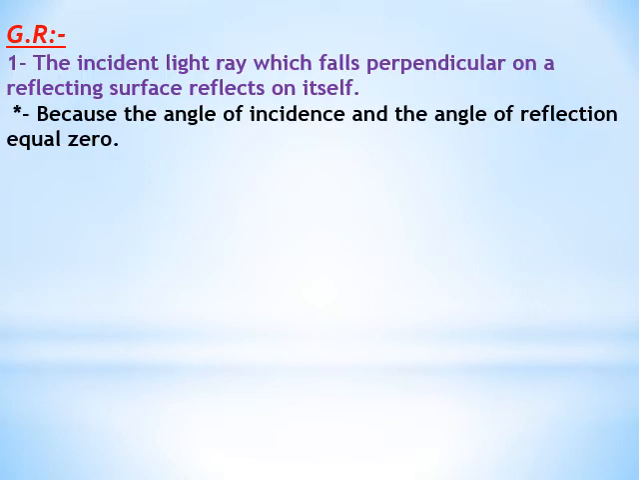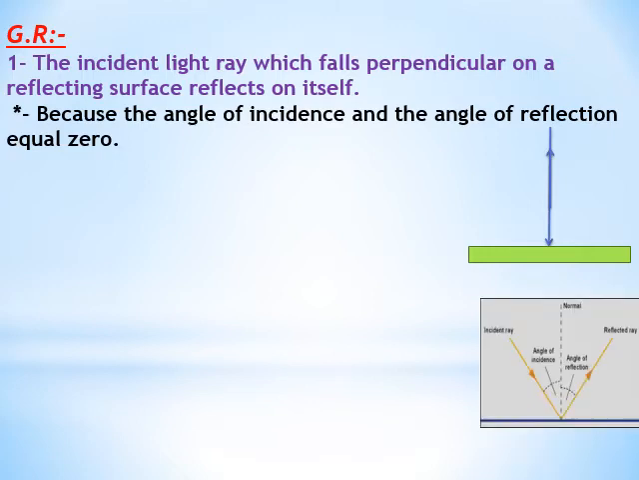And maybe the question is: what happens when the light ray falls perpendicular on a reflecting surface? The answer will be: it will reflect on itself as the angle of incidence equals the angle of reflection equals 0. Okay, and this is the figure of the light ray falling perpendicular on a reflecting surface. What happens? It will reflect on itself.